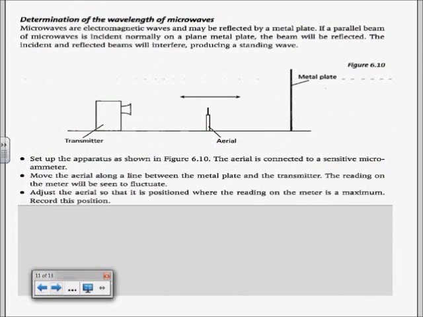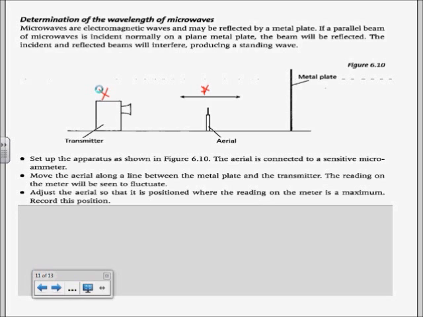Okay, determination of wavelength of microwaves. This relates to standing waves no longer in a string, but it's going to be using microwaves, which are electromagnetic waves. They're transverse waves, so we should get a transverse standing wave setup, and we'll do this little experiment in class as well. So what we've got is the microwave transmitter. Nothing to write down here in terms of your notes though. Microwave transmitter.